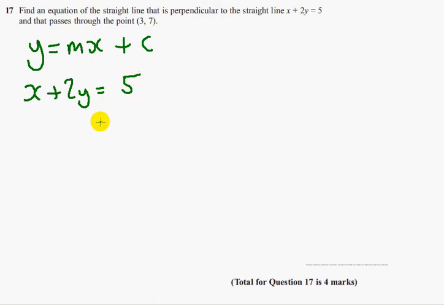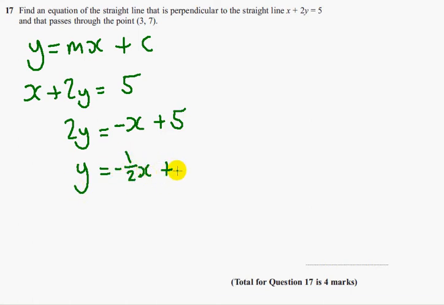Now I'm going to rearrange that so it's going to be in this format. Okay, so I'm going to take away x from both sides, so minus x plus 5. Now I need to divide both sides by 2, so that's going to leave me with y equals minus a half x plus 5 over 2, which is 2.5. Now that is in the format of y equals mx plus c. So that means this straight line is going to cut the y-axis at 2.5, and it's got a negative gradient of a half.